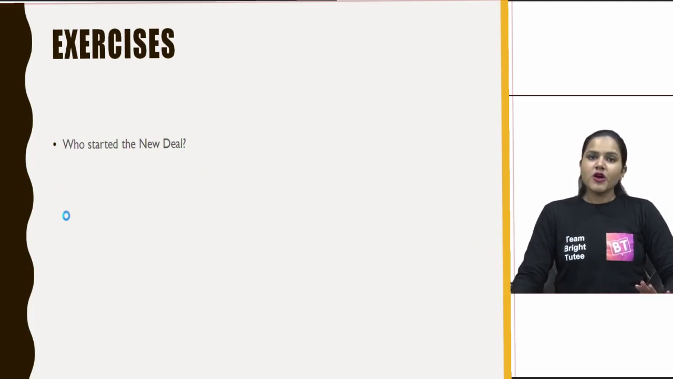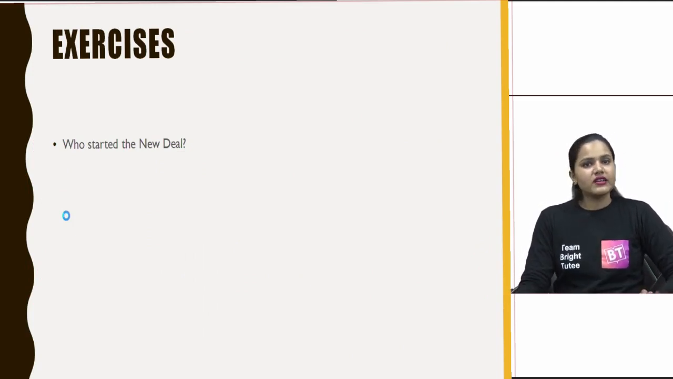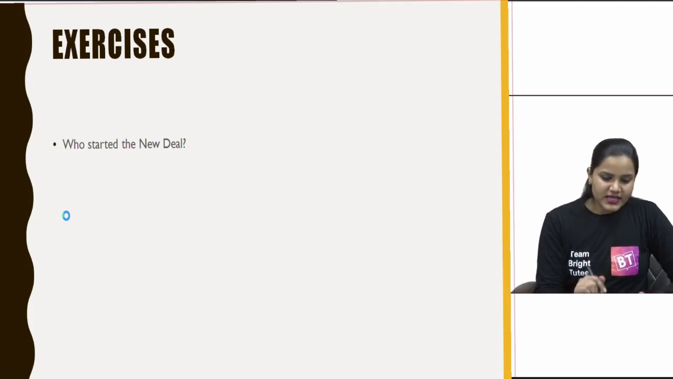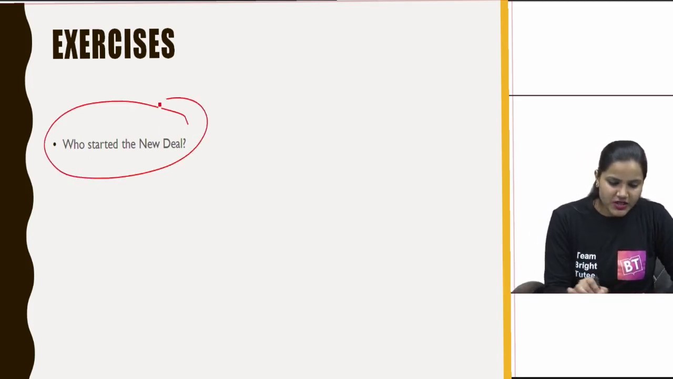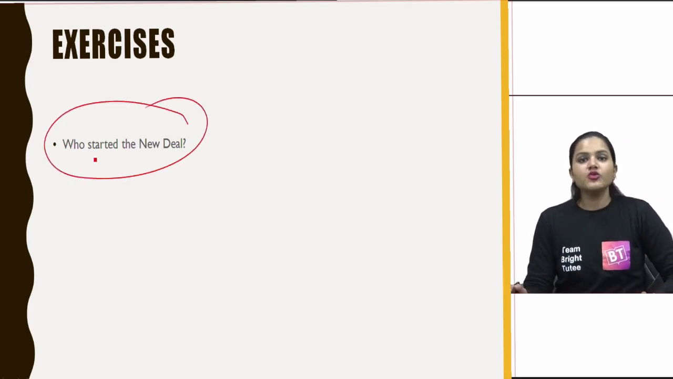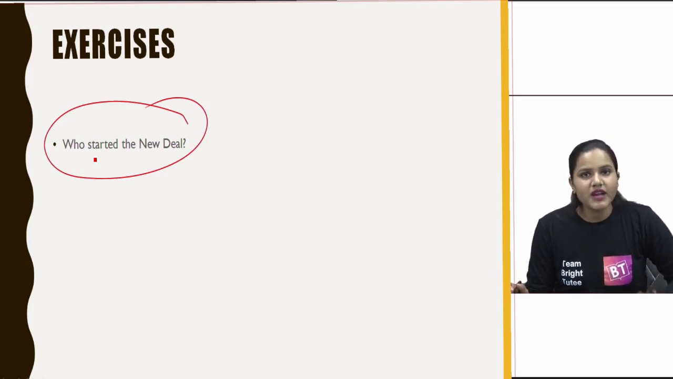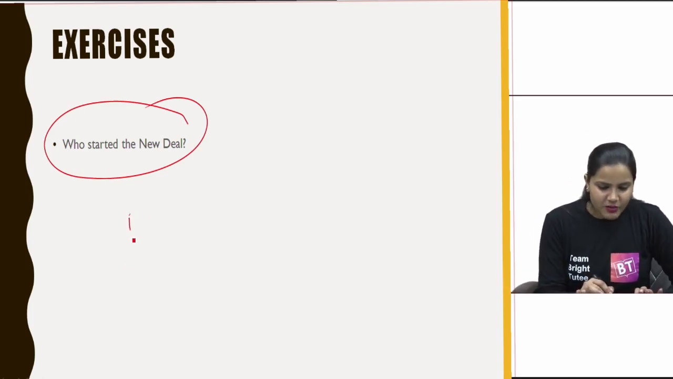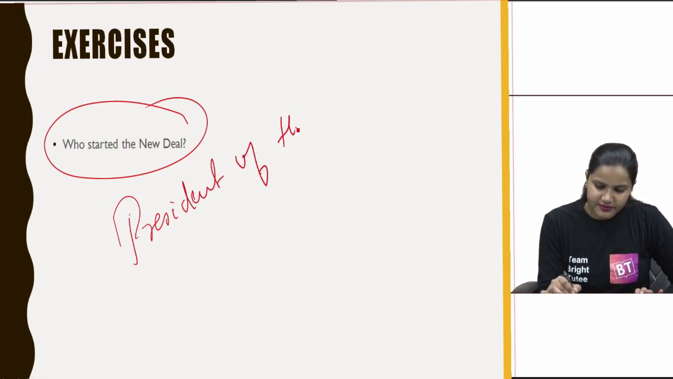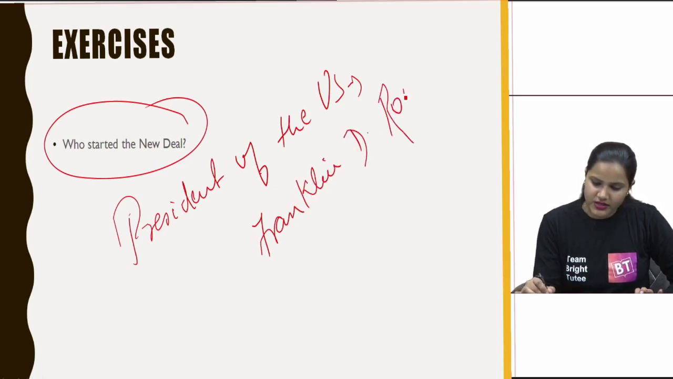So students, that was all about the Great Depression and India. Coming to our exercise section, the first question here is, who started the New Deal? Now, do you remember the name that we learned right now? It was the President of the United States, whose name was Franklin D. Roosevelt.